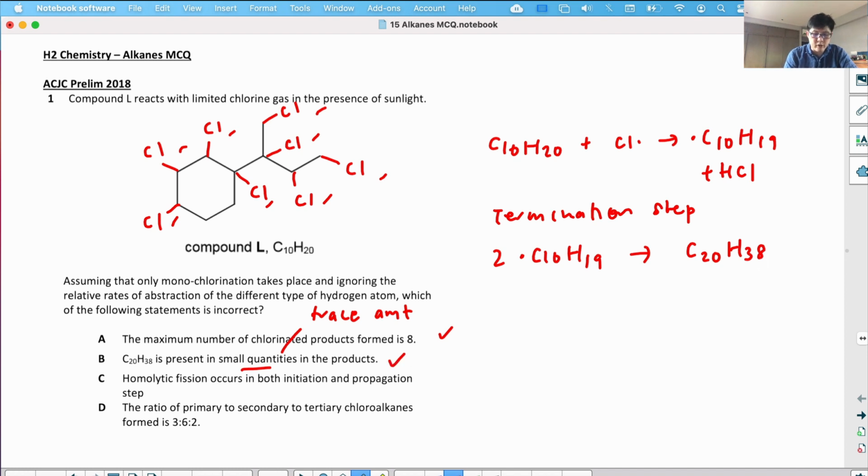Okay, homolytic fission occurs in both initiation and propagation. We know that the initiation step will be Cl-Cl undergoing homolytic fission, right? So this is what you get. So this is homolytic fission.